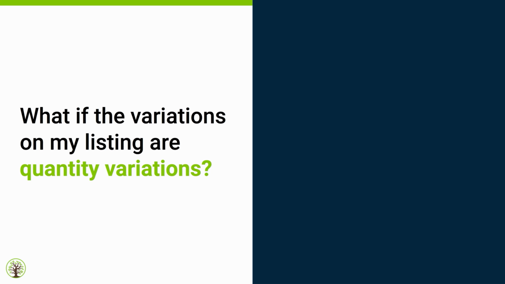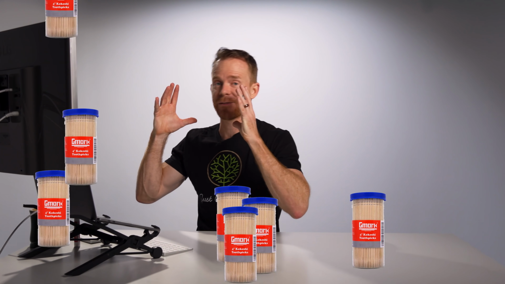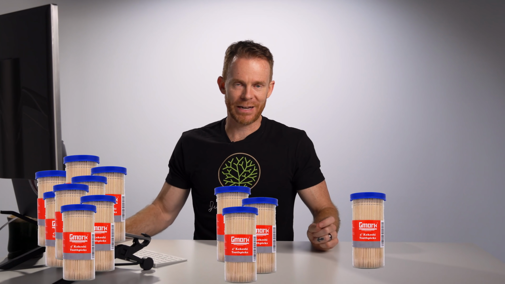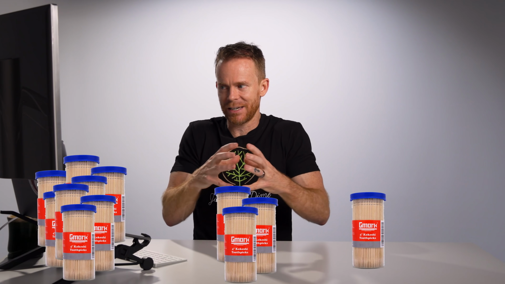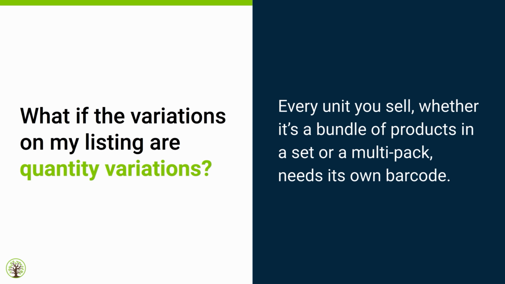Now, a lot of people ask, well, what if the variations on my listing are quantity variations? So for example, an Amazon shopper navigates to your toothpicks listing, because I'm sure you sell toothpicks, and you have a 50 pack, you have a 500 pack, and you have a 5,000 pack. Each pack needs its own barcode because each one is its own contained pack. The same is true if you are doing a bundle.